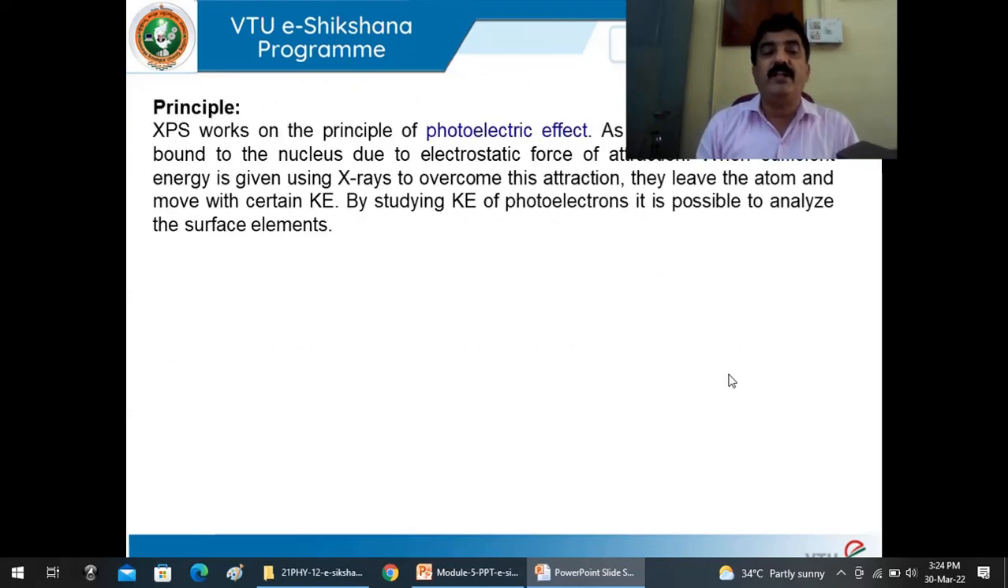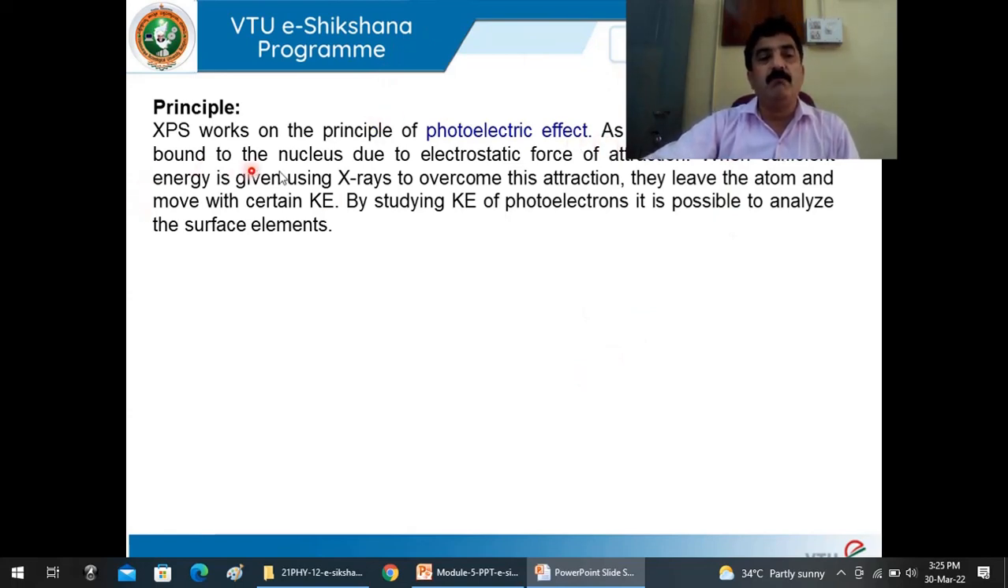Now what is the working principle of XPS? Dear students, you already studied the photoelectric effect in PUC. What is this photoelectric effect? When light of suitable frequency falls on the surface of a material, electrons are ejected, provided the frequency of the incident radiation is greater than or equal to the threshold value. So this is the photoelectric effect. More or less a similar principle is involved in XPS also. XPS, therefore, we can say works on the principle of the photoelectric effect.